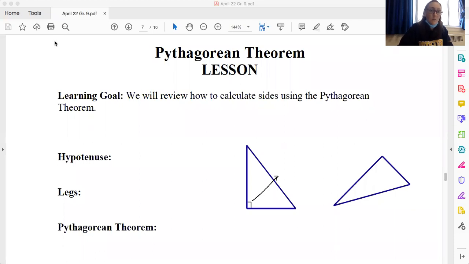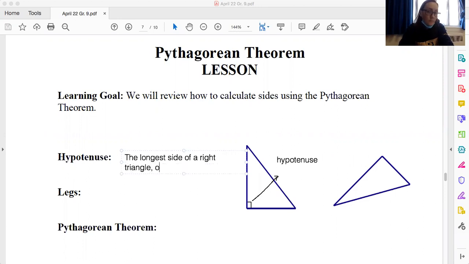So this is important to remember and to know. So this is your hypotenuse. It's always across from your 90-degree angle. It's always the longest length of your right angle triangle. So for our definition, it is the longest side of a right triangle, and it is opposite of the right angle.